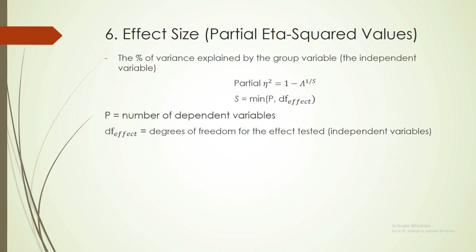Alrighty, so now that our demonstrations are done for the one-way MANOVA and factorial MANOVA, now we get to look at the percentage of variance that is explained by the group variables themselves. Okay?